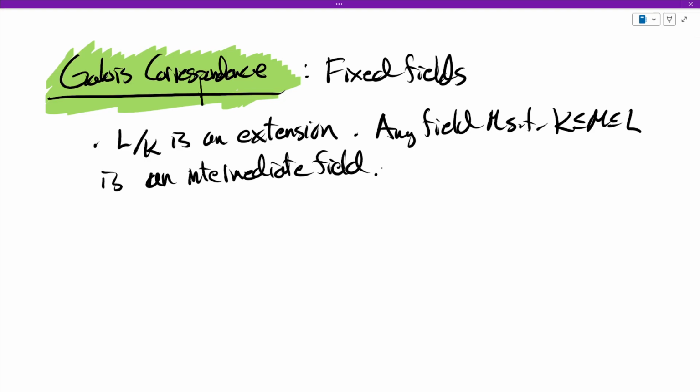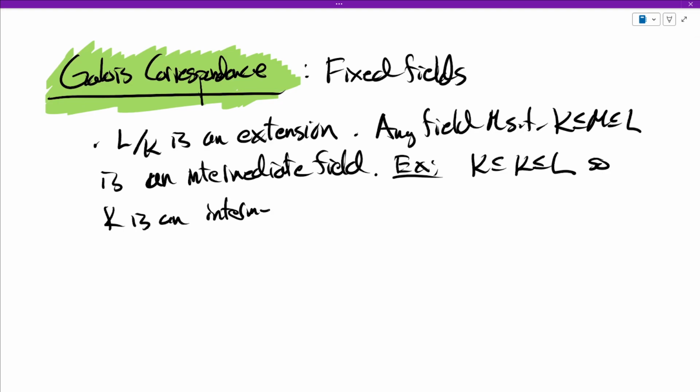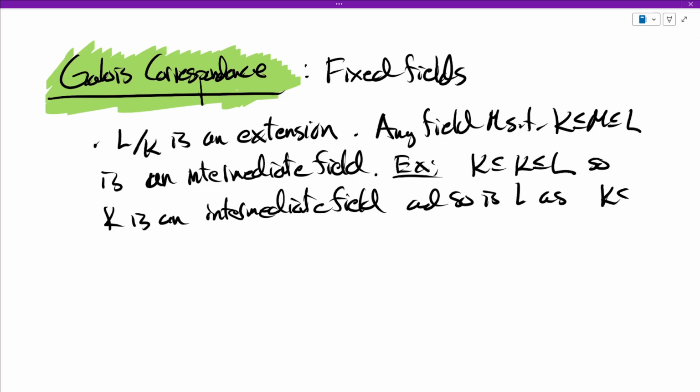As an example, real quick, K is a subset of K is a subset of L, so K is an intermediate field. And so is L, as K is a subset of L, which is a subset of L. So unless K is equal to L, you always have two intermediate extensions, unless it's a degenerate example where K equals L.